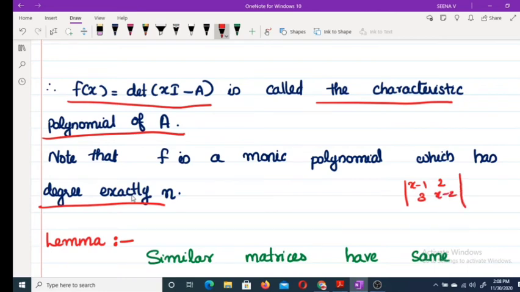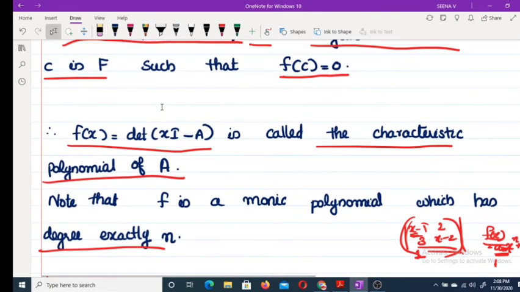Suppose this is our xI minus A, then if you multiply this, clearly the coefficient of the highest power of x is 1. If f of x is a polynomial with the coefficient of the highest power, suppose a naught x raised to n is our highest power and a naught equals 1, then this f of x is called a monic polynomial. And if A is a matrix of order n, then that polynomial is also of degree n. Therefore, this polynomial is a monic polynomial having degree n. Okay, f of x equal to determinant xI minus A is called the characteristic polynomial of A.